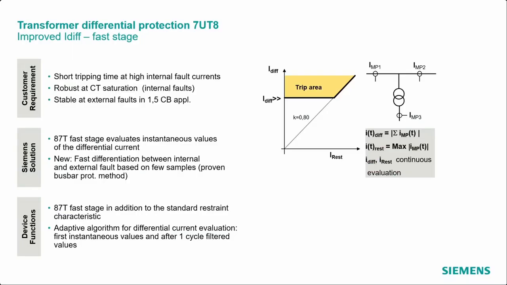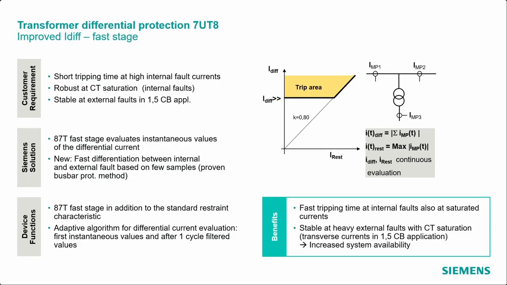The trip decision, if it is an internal or an external fault, is based on a characteristic. So there is a threshold and a slope setting. This is different compared to CPROTEC 4. In the past, we had only a threshold value for the IDIF fast stage. The main benefit is an increased system availability due to the improved stability at heavy external faults.